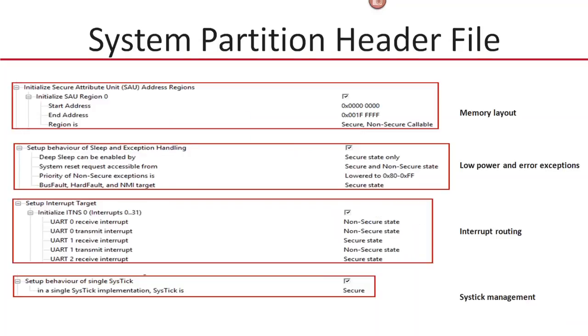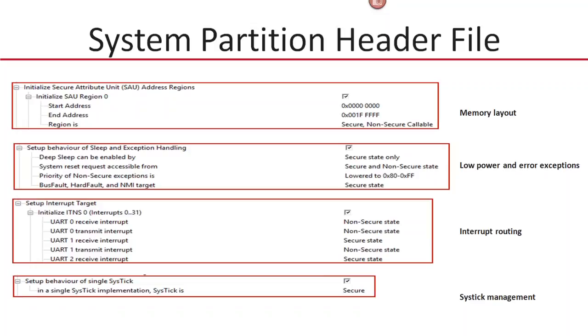Within this file, which is a templated file, we can view it either as C code or as just a drop-down list. And this is split into a number of regions. So we can set up each of our 8 regions. We can specify the start and end address and whether this is a secure or non-secure region. We can also specify the sleep behavior. So when the device goes into sleep, we can say whether it's enabled by secure or non-secure peripherals.